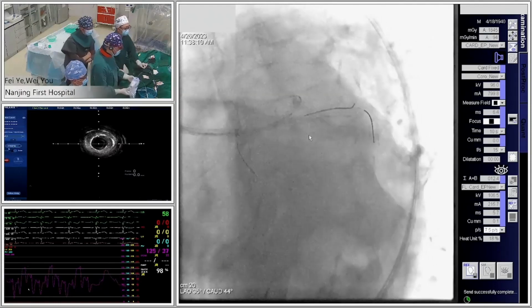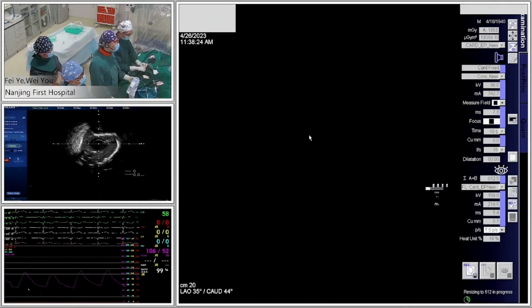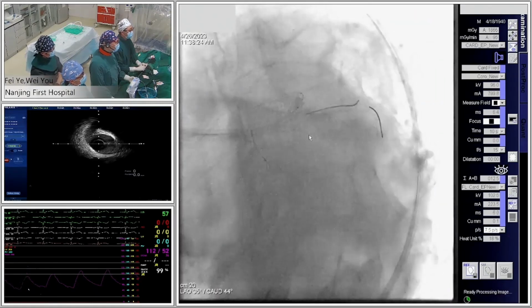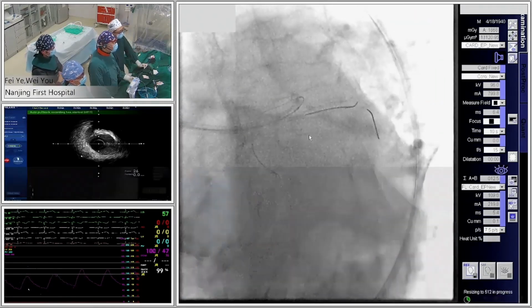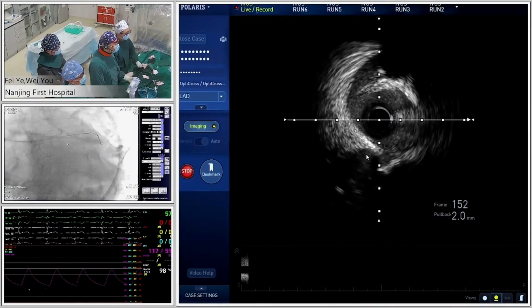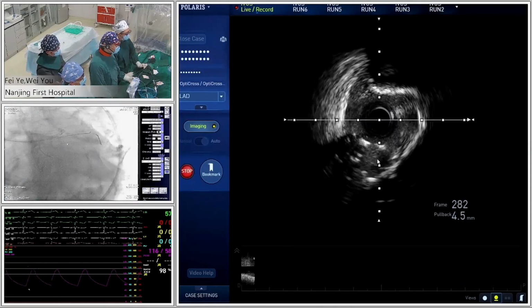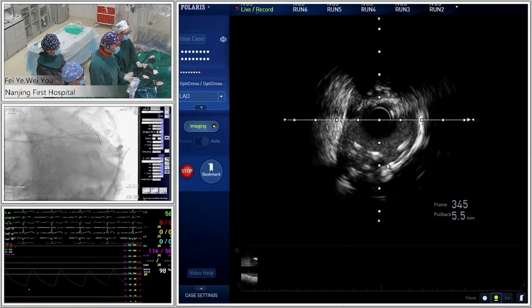Okay, IVUS. Okay, here. Yeah, more distal. More distal. Okay. How about this? Okay, I will pull back. At 6 o'clock, we can see the diagonal. Yes, this is a carina. Yes, this is maybe the guide wire.